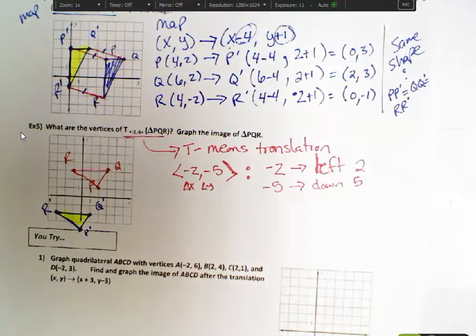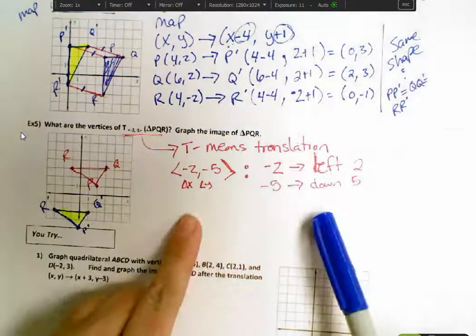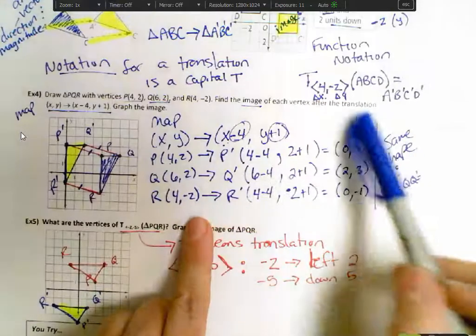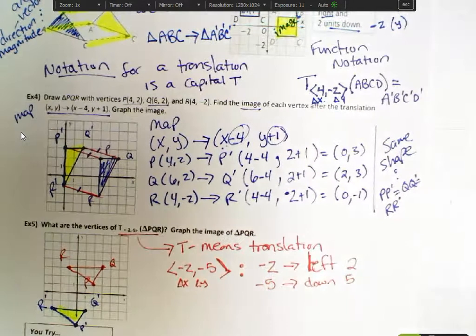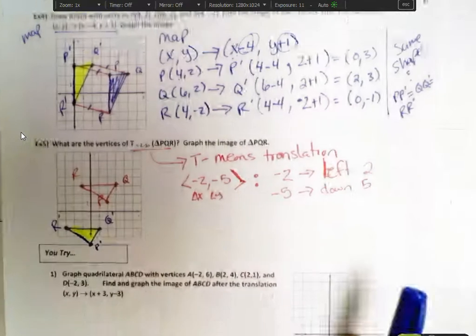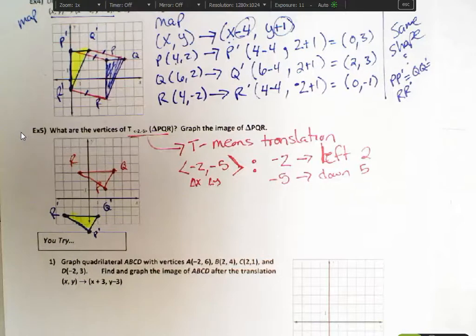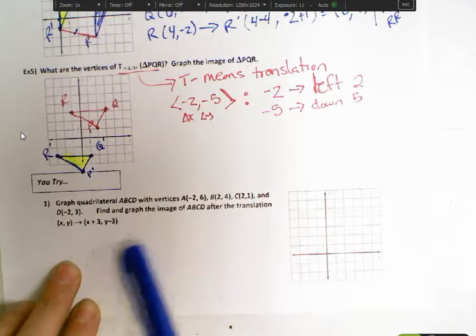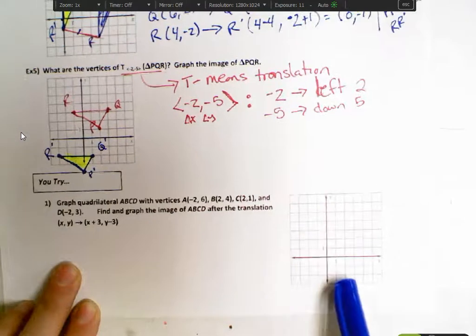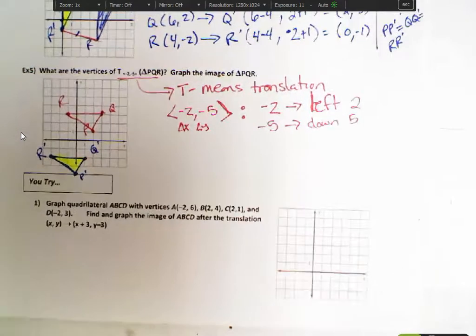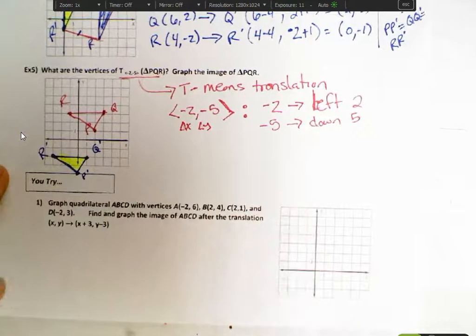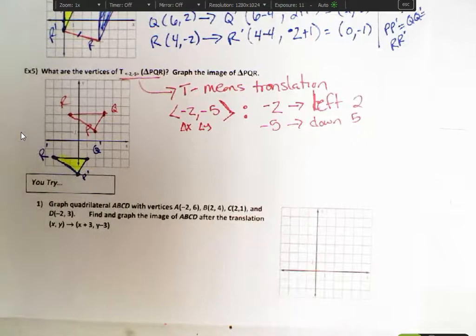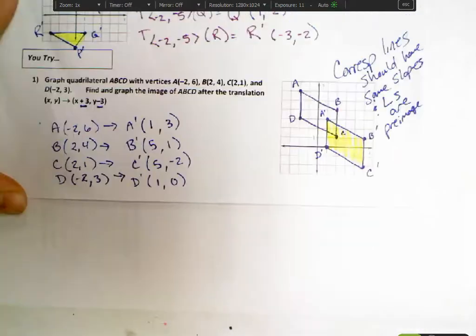We good? If we cannot use this method, or if you're told to specifically list out your mapping, you have that method as well. Okay, so you have the next 3 to try. I would like this first one to be mapped out, so show all the mapping, A mapping to A prime, then show what's going on. And then you can choose if you want to use your graphing method or the mapping method after that. So go ahead and pause your video, work on those 3, and then come back, check your answers.